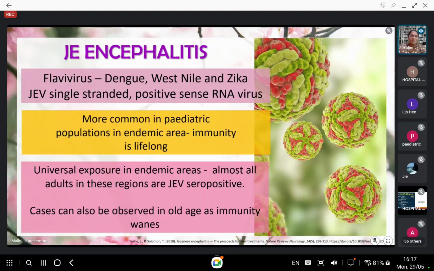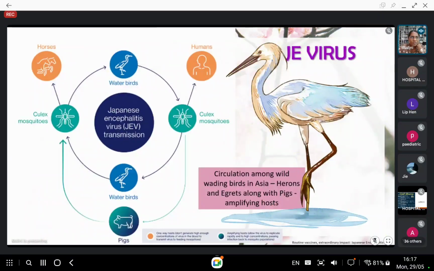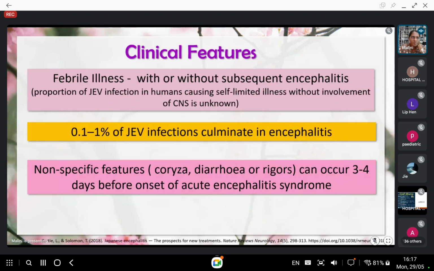Okay. So the other important encephalitis is JE, and JE is circulated among water birds and pigs, and it's transmitted by the Culex mosquito to humans. So humans are actually not an amplifying host, we are an end host. So there's no human to human transmission.